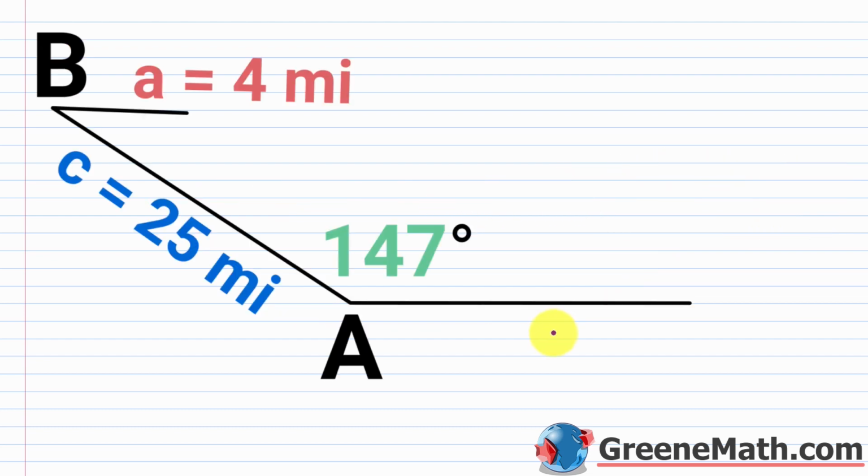If you come down here, let's just say it looks something like this. So here's A is 147 degrees. Here's your side C. Again, this is 25 miles. And then here's your side A, again, opposite of your angle A. It's only 4 miles, so you can't create a triangle with this. This side A that is opposite of your angle A should be the longest side, but it is not, right? So no triangle exists. So let's say no triangle exists.